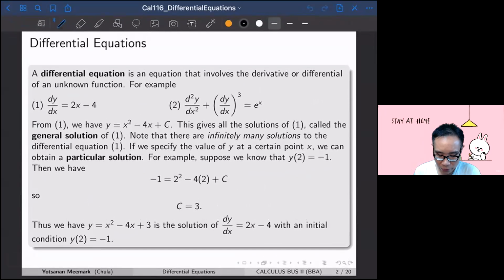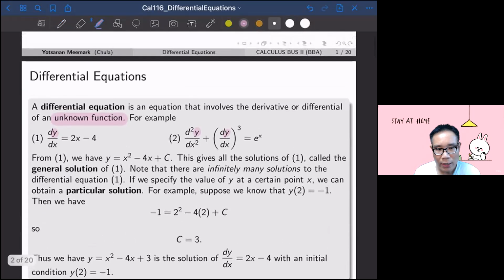For example, you have dy/dx equal to 2x minus 4. And for this one, you see that the thing you'd like to solve for, the unknown function, turns out to be y. So this y is an unknown function. In the second equation, you have the second derivative of y with respect to x plus (dy/dx) cubed equal to e to the x. So you'd like to know what function y will satisfy this relation or equation.